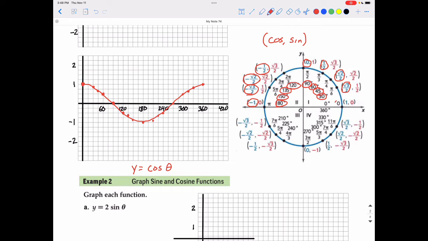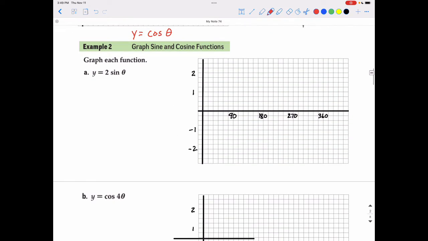If we were to continue to draw this according to the same pattern, 390 is going to have the same as a 30-degree reference angle. And so it's going to start to drop at this point. 420 has a 60-degree reference angle. So if I look at the 60-degree mark that's on the other side of the graph, you can see that it's going to be right here, and so on. So that is the parent function for cosine.